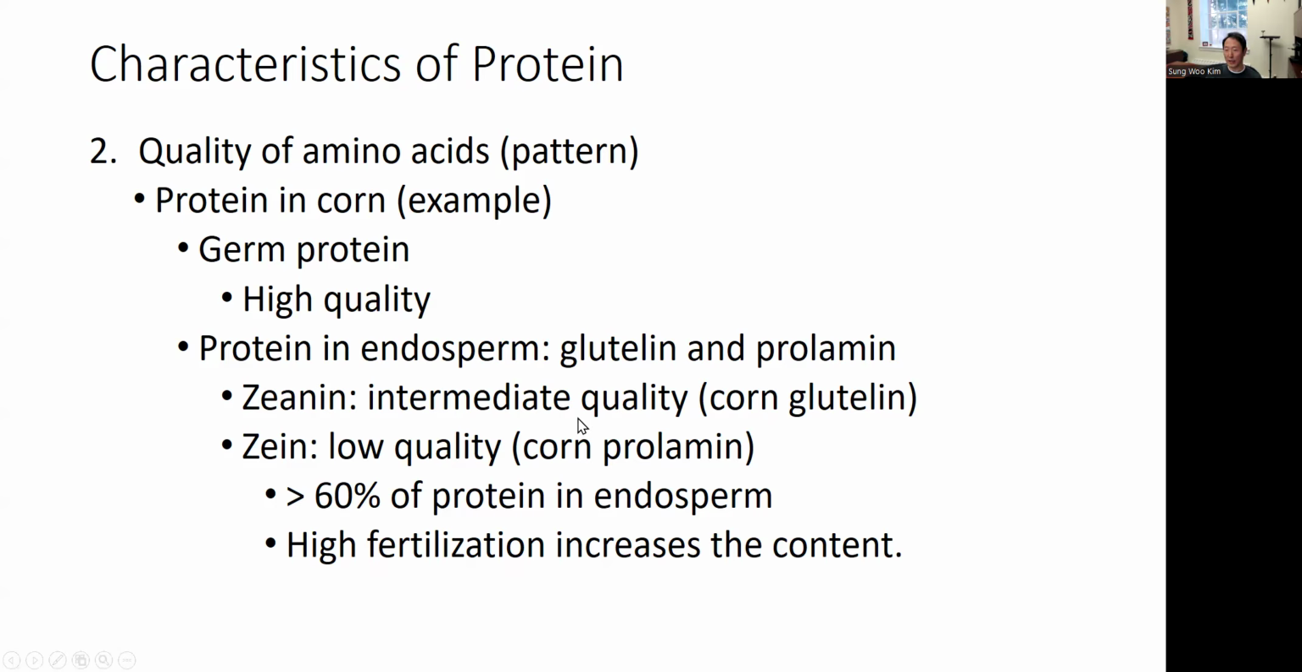The quality of the zeanin is intermediate, lower than germ protein, but higher than the other one called zein. When you say zein, it refers to the corn prolamin. Prolamin found in the endosperm of the corn is called zein. It has low quality. So how do I say high quality, intermediate quality, and low quality? It depends on the amino acid composition, the feeding value, the value for the animals.